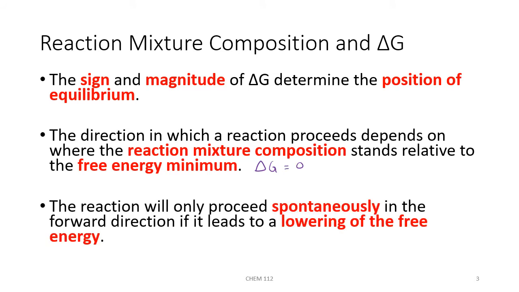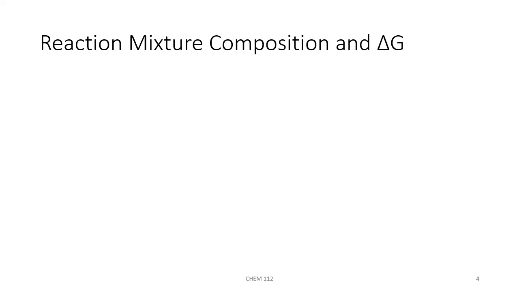And the reaction only proceeded spontaneously in the forward direction if it led to a lowering of that free energy. So if a reaction was spontaneous in one direction, it was going to be non-spontaneous in the reverse direction because you would have been heading to a higher free energy change, which is not favorable. It always will head to a lowering of that free energy.